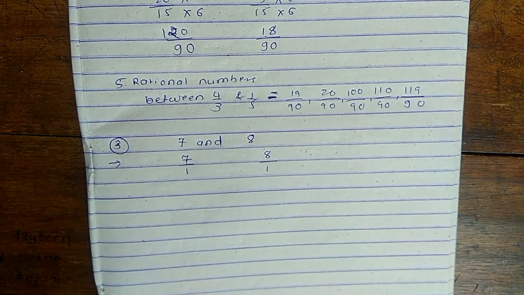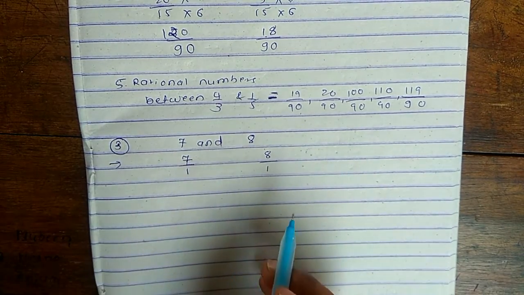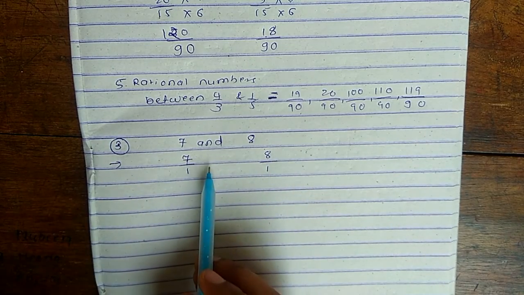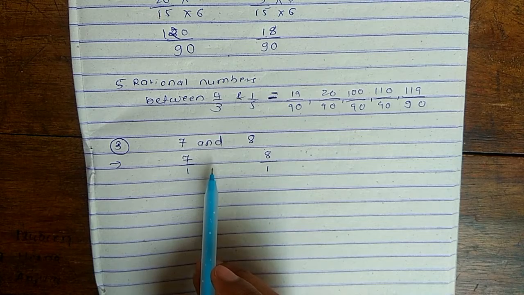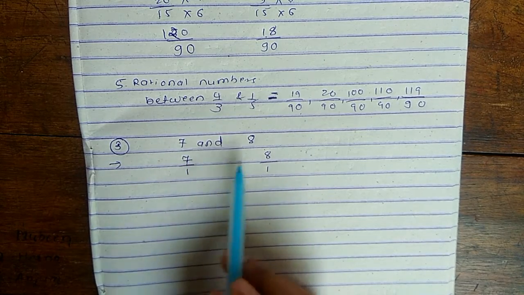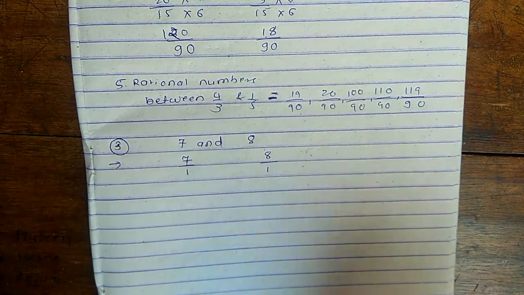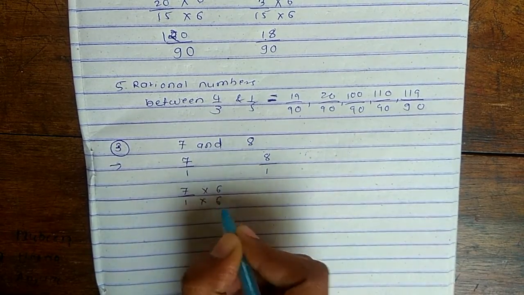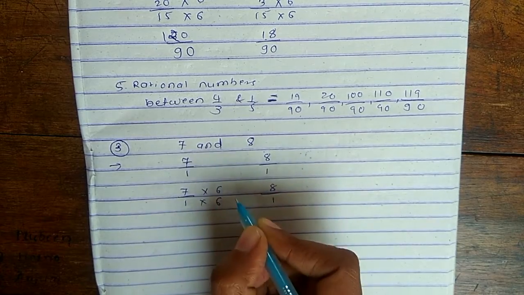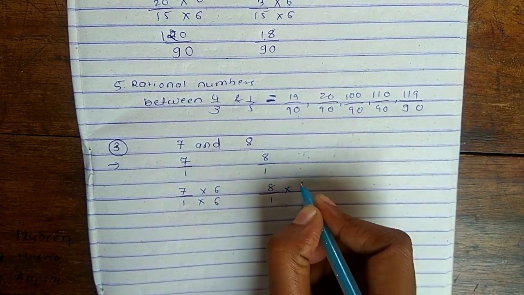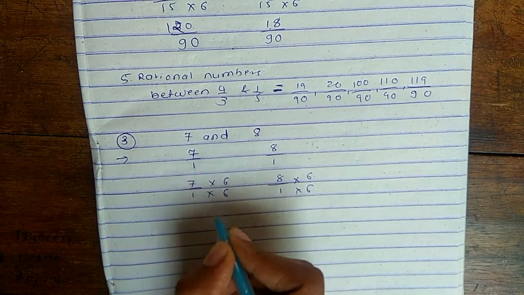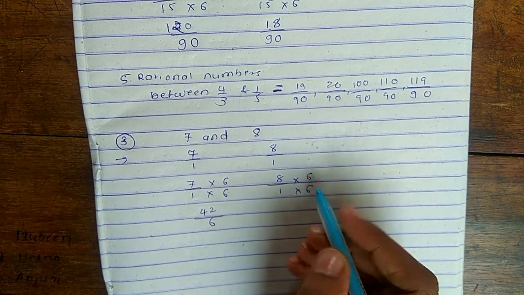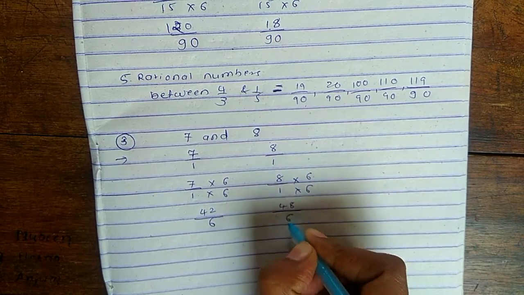Next we have to check whether the denominator is the same or not. As the denominator is the same, the second step is also over. Then go for multiplying with a suitable number. In total we need 5 rational numbers. So we have to multiply 7 by 1 and 8 by 1 with 6 or more than 6. So I'll multiply this with 6. You can multiply with any number more than 5. 7 sixes are 42, 6 as it is. Then here 8 sixes are 48 upon 6.